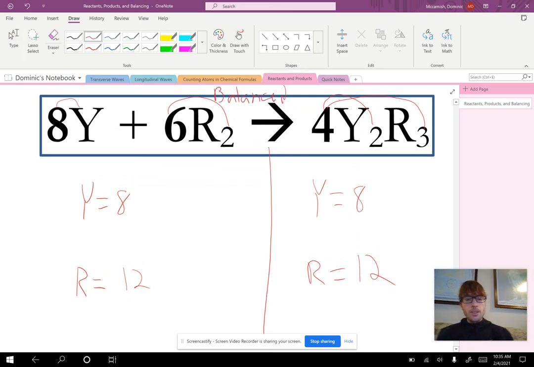It does show the law of conservation of mass because the number of atoms before the reaction, in the reactants, are the same as the products after the reaction.